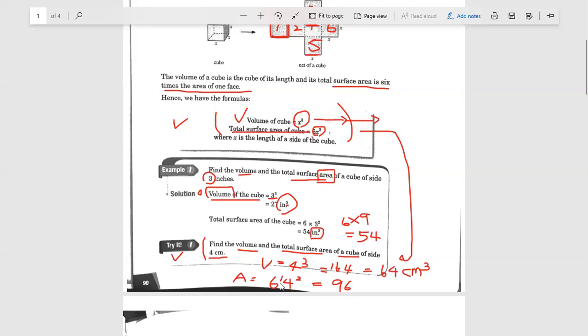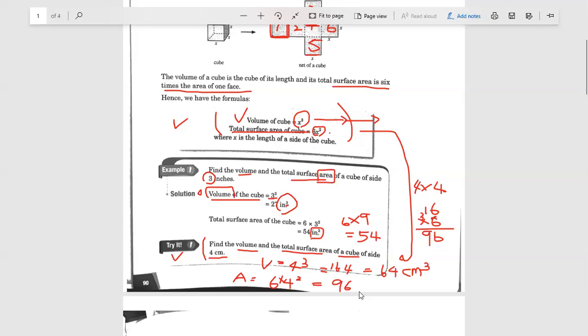Okay, I should write it like this. 6 times 4 to the power of 2, right? 4 times 4 is 16, right? So 16 times 6. This will be 36. We put 3 over there. 6 plus 3 would be 9. So 96.